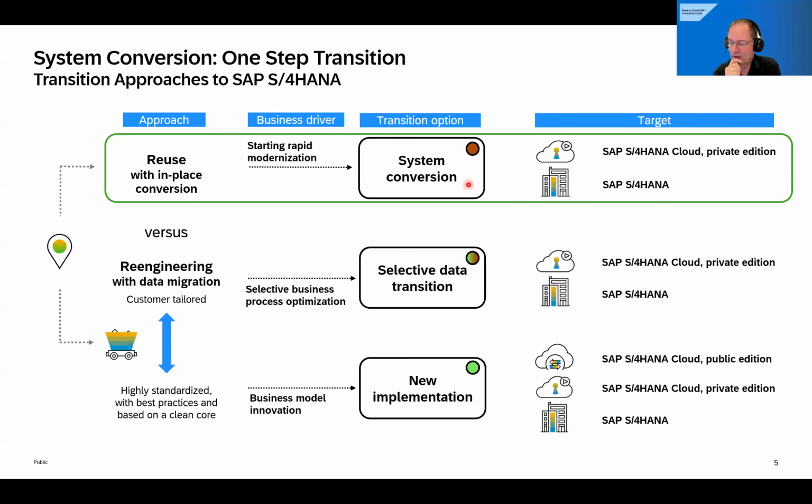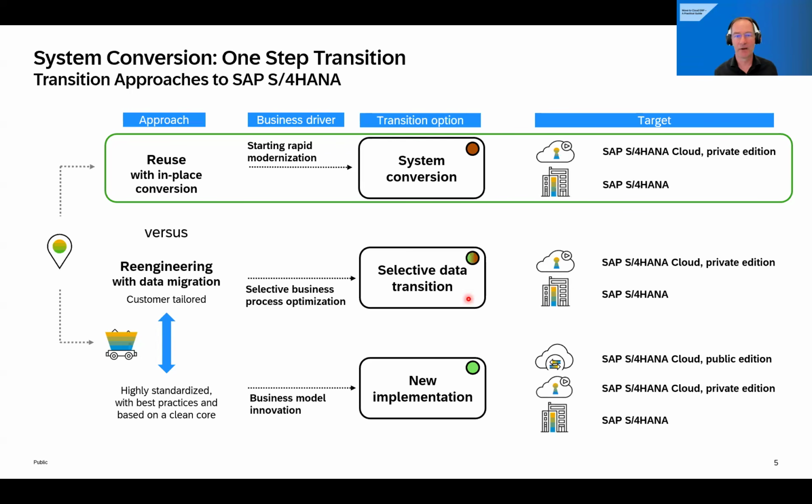Now your question is something like Bluefield. This is the area of selective data transition. So you can say system conversion is sometimes referred to as brownfield. The new implementation is called greenfield, and the thing in between is what we call selective data transition. Bluefield is one name of one specific partner. It's not a generic term. There's even orange field and others.